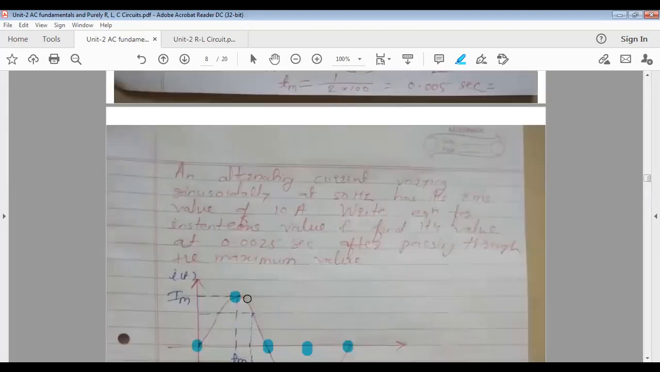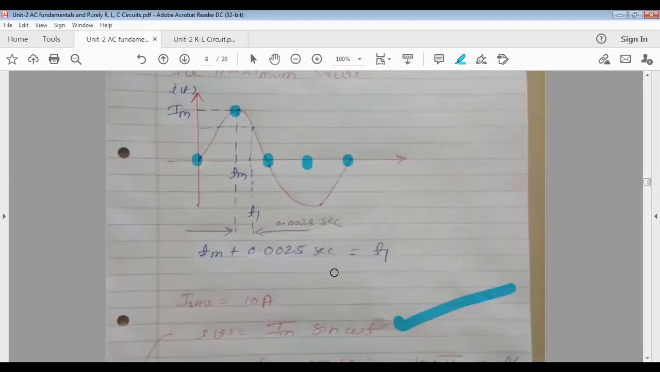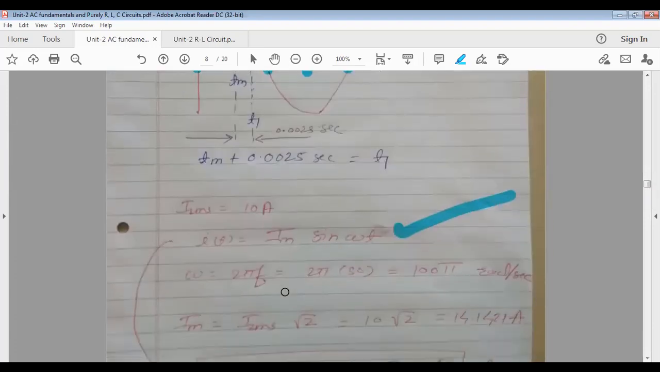Nothing is given, which means what? Consider the standard waveform, which starts from origin and then increases positively. Then frequency is given, 50 Hertz. Using this we can calculate omega is equal to 2 pi f, frequency is 50, so 100 pi, omega angular frequency in radian per second. Okay, so omega value we got.